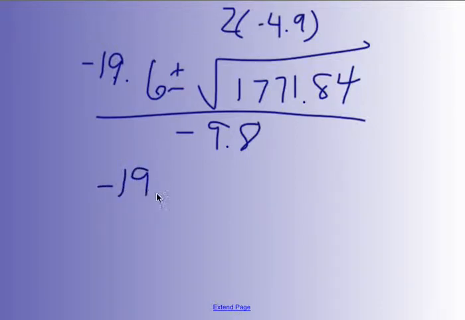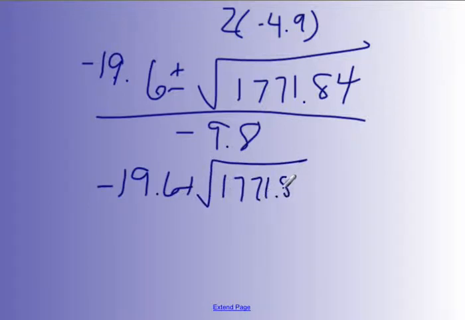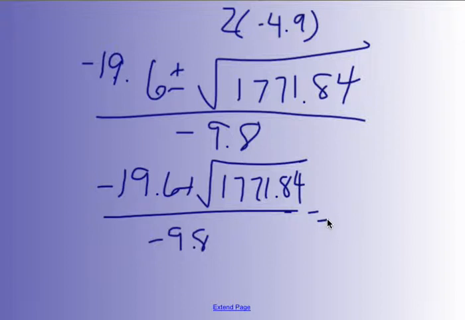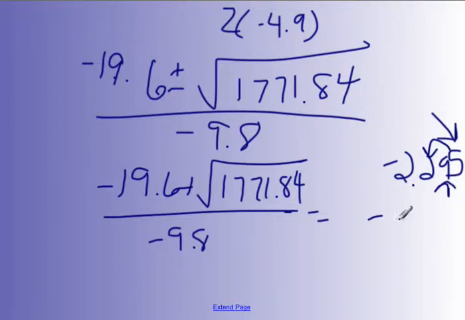In my calculator, I'm going to do negative 19.6 plus the square root of 1,771.84. Then I'm going to hit enter, and divide it by negative 9.8. And when I do that, I end up getting negative 2.295. Now let's talk about rounding. Since the third number is 5 or greater, I need to round this up. When I round the 9 up, I end up having to round the 2 up. So I get negative 2.30. Now that's negative time, so I'm going to throw that answer out, because negative time doesn't make sense.